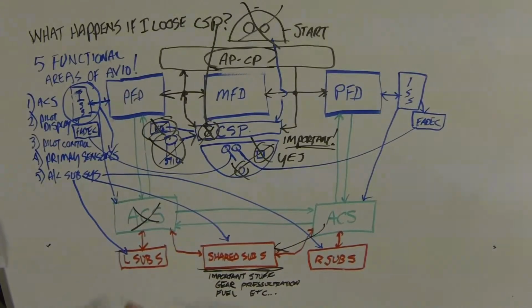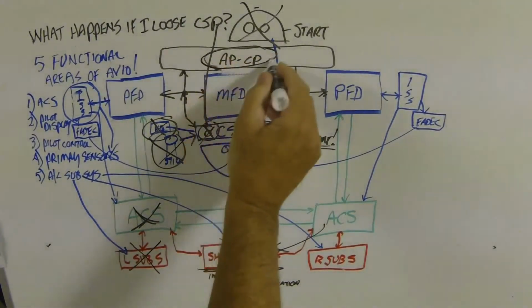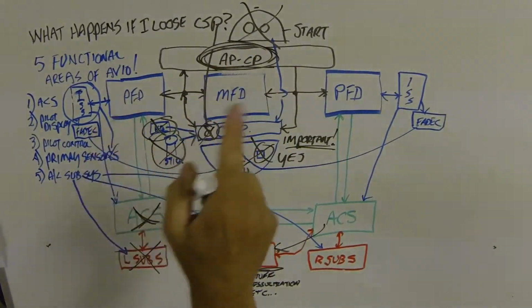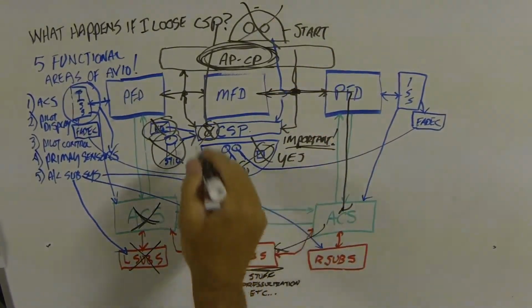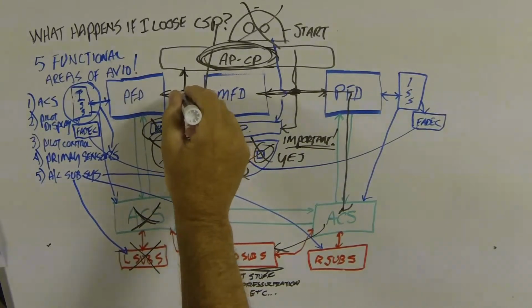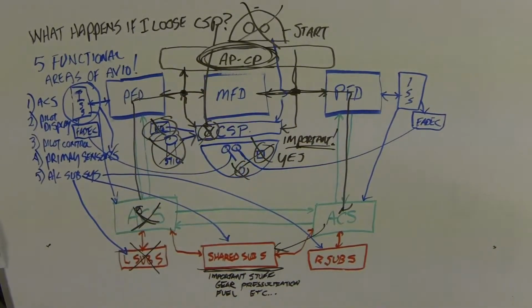All right, so if I lose a center switch panel, the autopilot control panel will still communicate through the PFD to the ACSs. All right, this is a good thing. As you can see, it's connected.